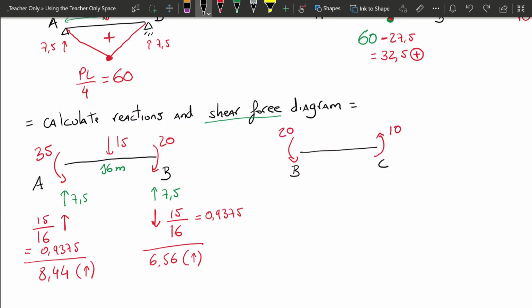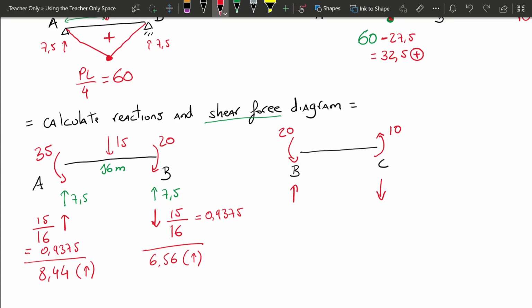Now let's look into bar BC. Obviously we don't have any load, so we don't need to do this first step of the 7.5. We just have moments that add up to 30. In this case, they both are counterclockwise. So we need to add clockwise reactions. So to do clockwise, we need up on the left and down on the right. And this creates a clockwise moment that will help us fight this counterclockwise moment.